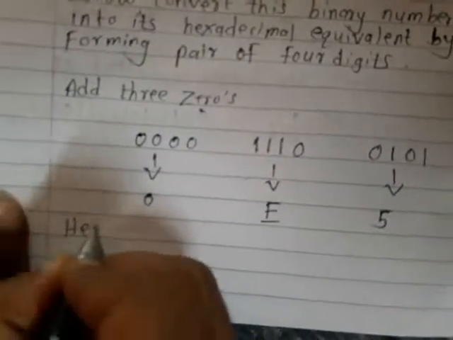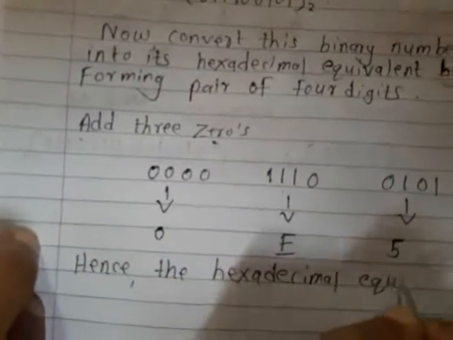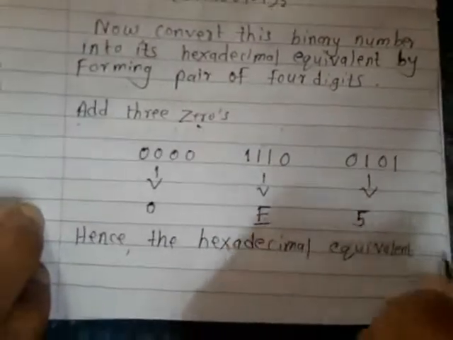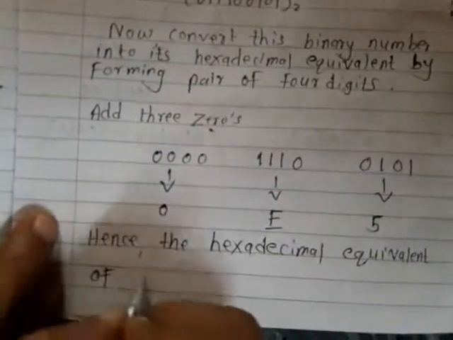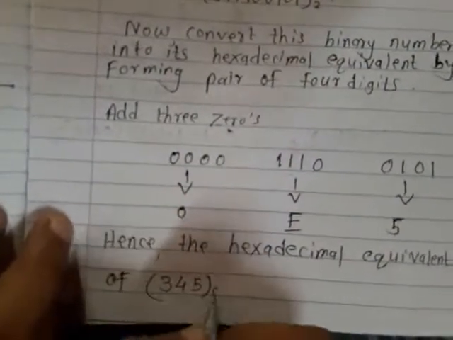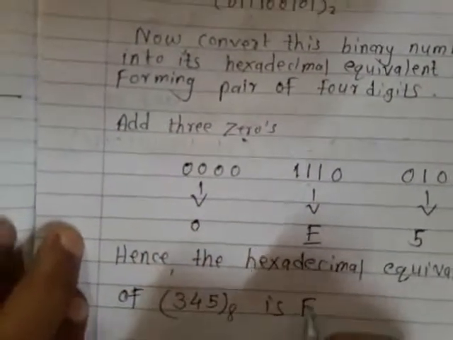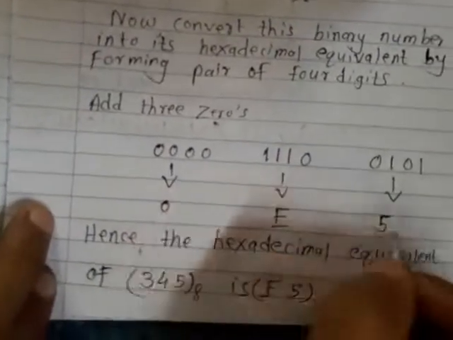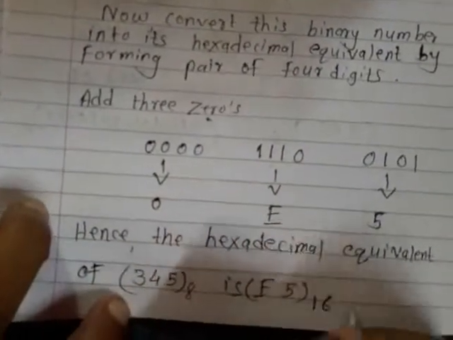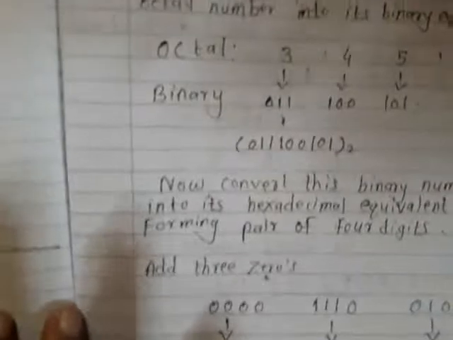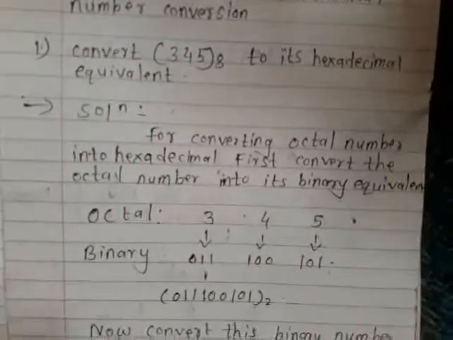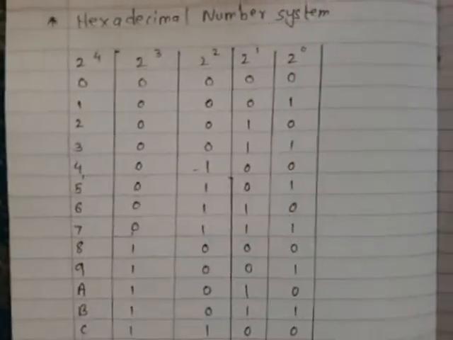Hence the hexadecimal equivalent of 345 base 8 is E5 base 16. Like this you have to convert with the help of the hexadecimal and octal number charts. Both charts are very important for you.